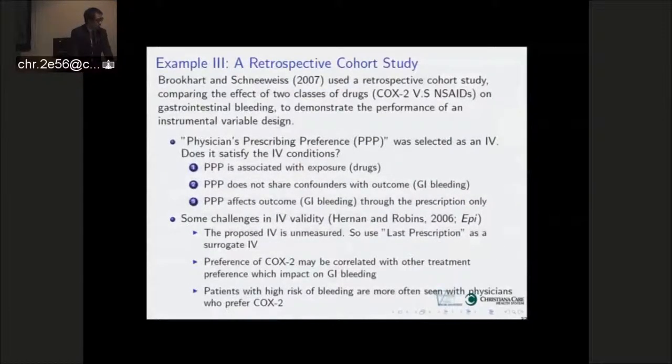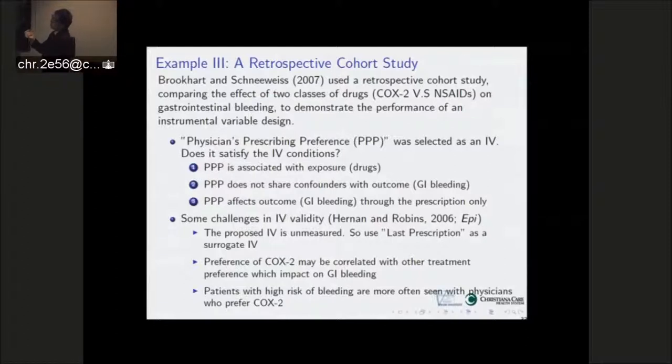Another example I would like to show you here is a retrospective cohort study. Actually, I would like to say, you know, it's not always a good story. Sometimes it's not that easy to find or identify IV variables. So Brookhart and Schneeweiss used a retrospective cohort study comparing the effect of two classes of drugs on GI bleeding to demonstrate the performance of the instrumental variable design. And the authors used the physician's prescribing preference as the IV.